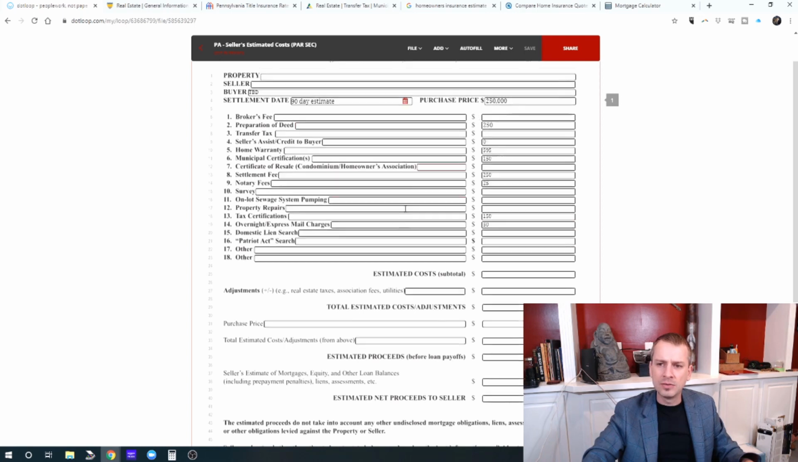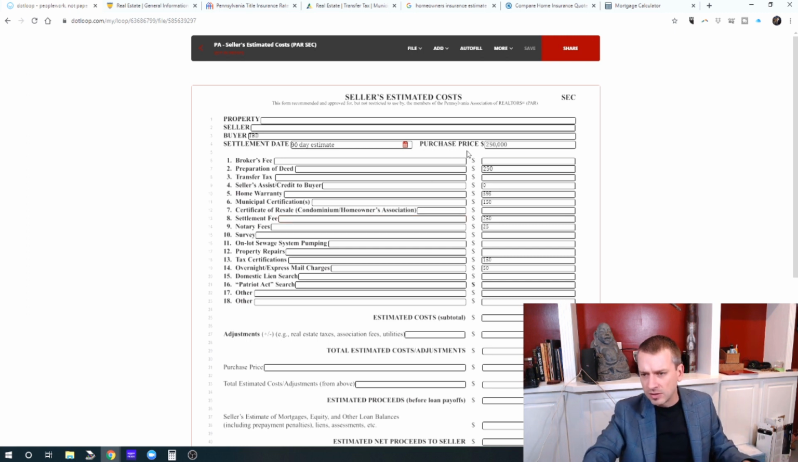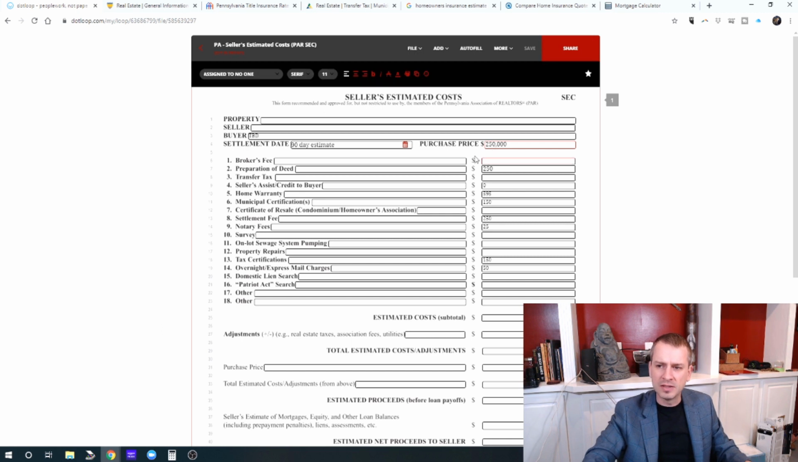And what I do, you can see I've already got numbers in here. I'll create a template that's already partially filled out. So the only things I really got to get in here are the numbers that are going to vary based on either the location or the percentages. So we're going to take a look here at an example property. We're going to assume that it's selling for $250,000.